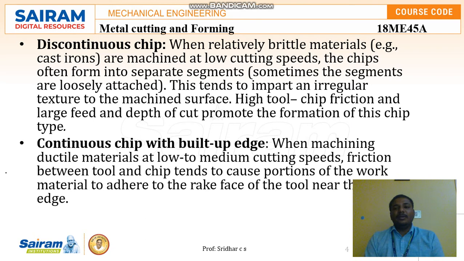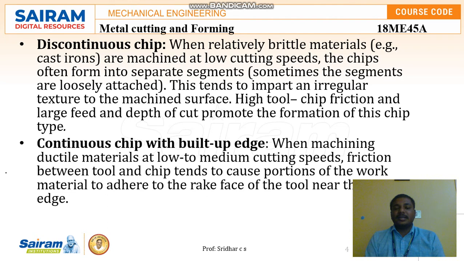When machining relatively brittle materials, for example cast irons at low speeds, the chips often form into separate segments. Because when you are running at a low speed, the chip forms separate segments, which means it is very loosely attached to the material. So this tends to impart an irregular texture. This causes the separate segments to give an irregular texture to the machined surface.